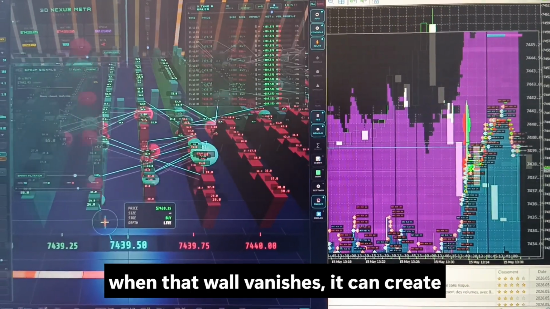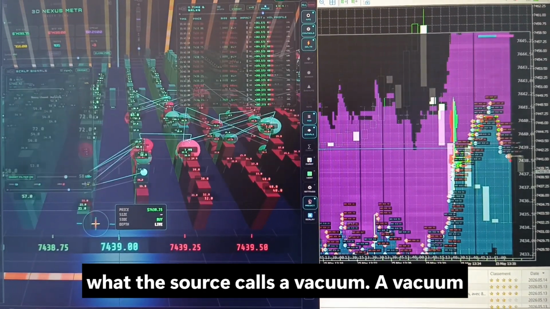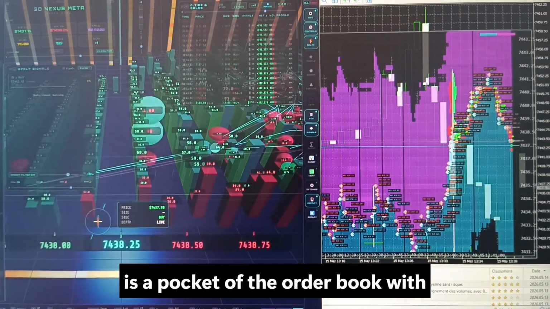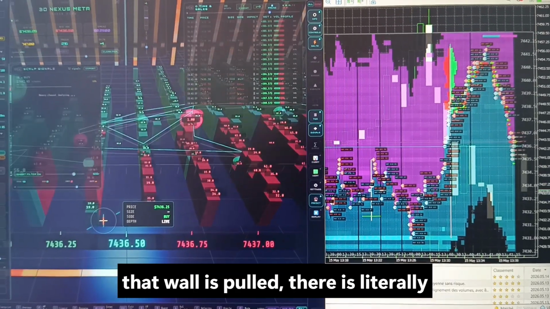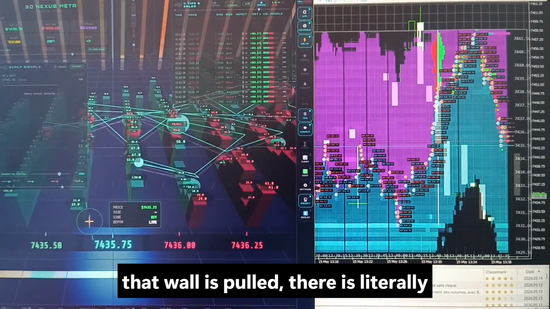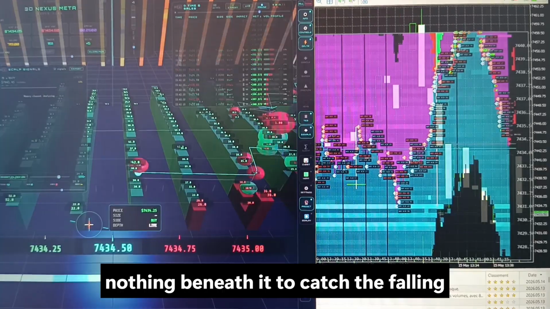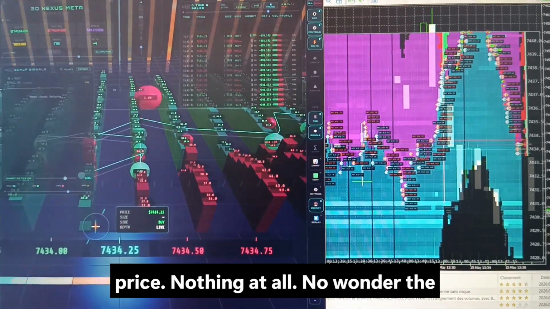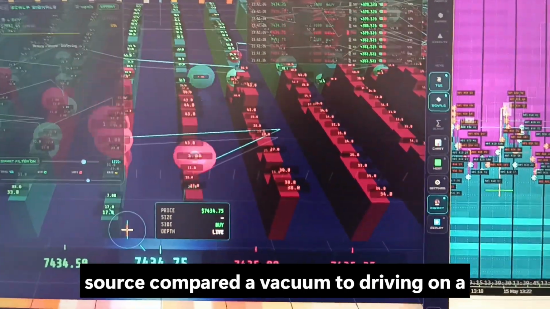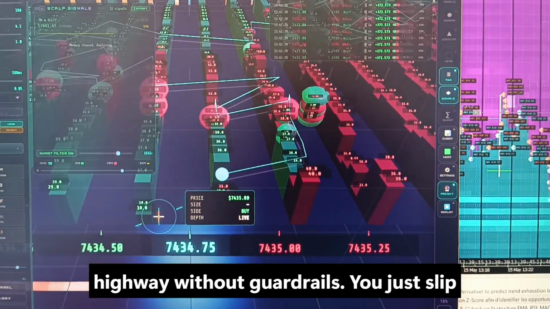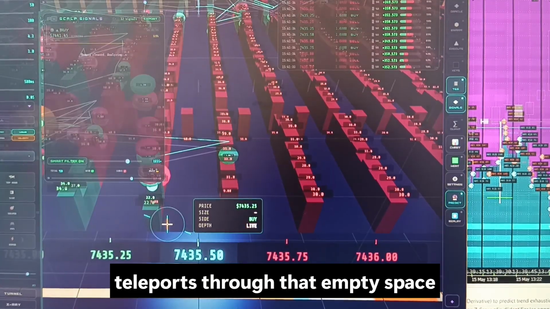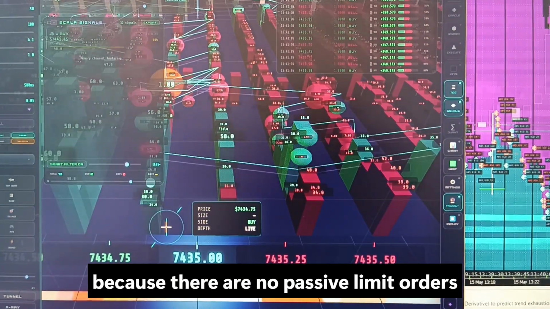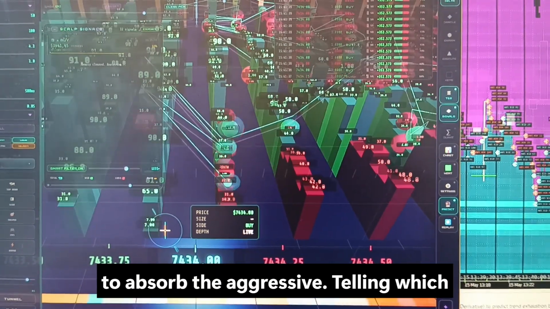And when that wall vanishes, it can create what the source calls a vacuum. Right. A vacuum is a pocket of the order book with absolutely zero passive liquidity. So when that wall is pulled, there is literally nothing beneath it to catch the falling price. Nothing at all. No wonder the source compared a vacuum to driving on a highway without guardrails. You just slip right off the edge. The price just teleports through that empty space because there are no passive limit orders to absorb the aggressive selling.